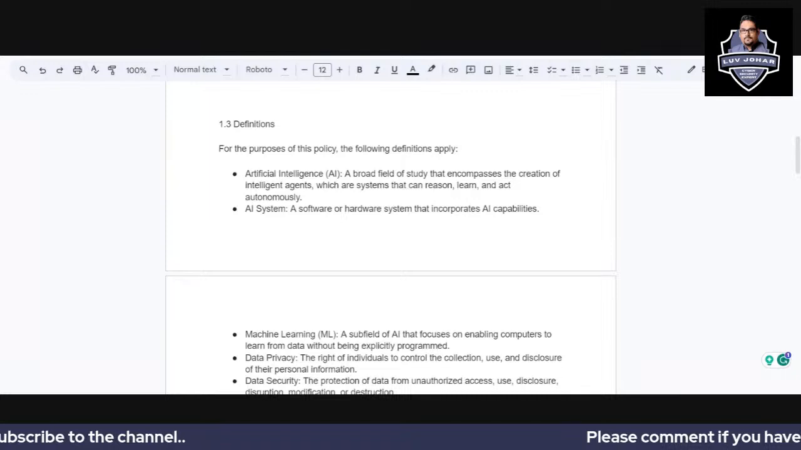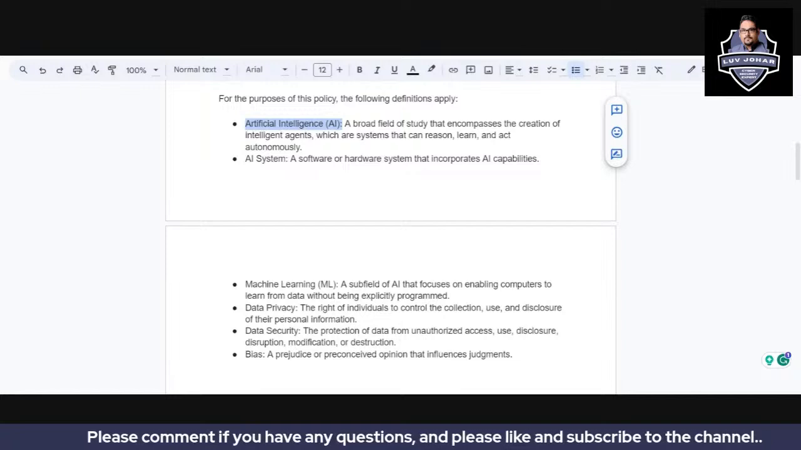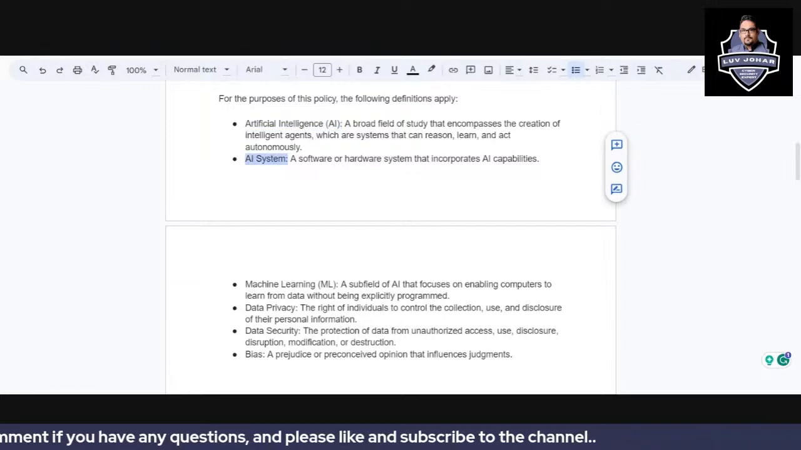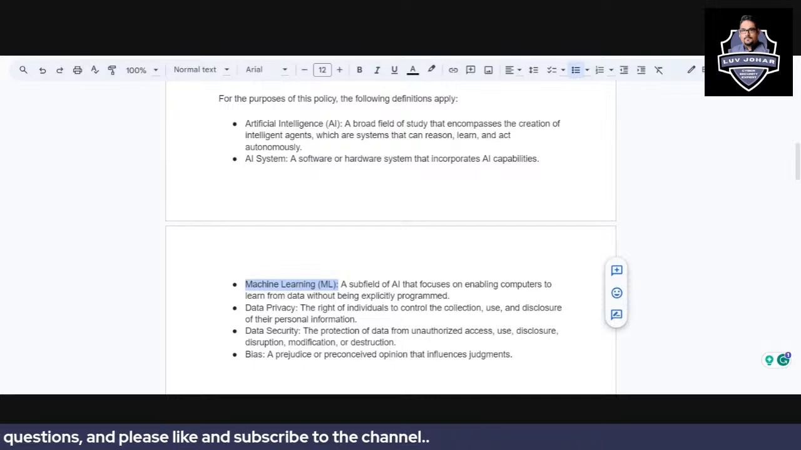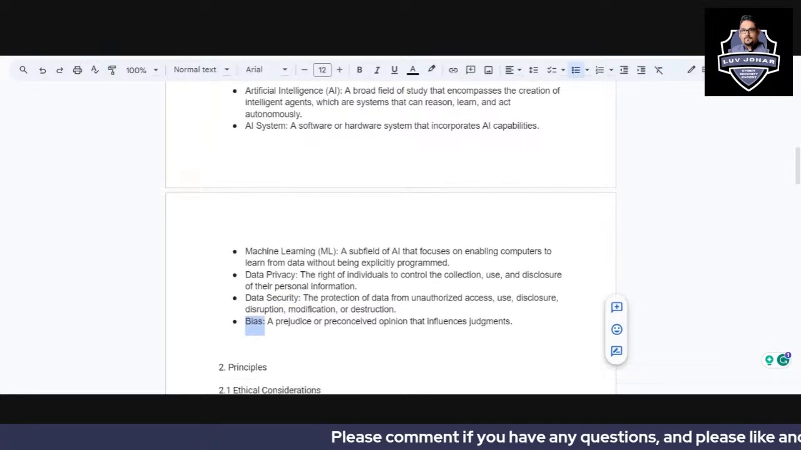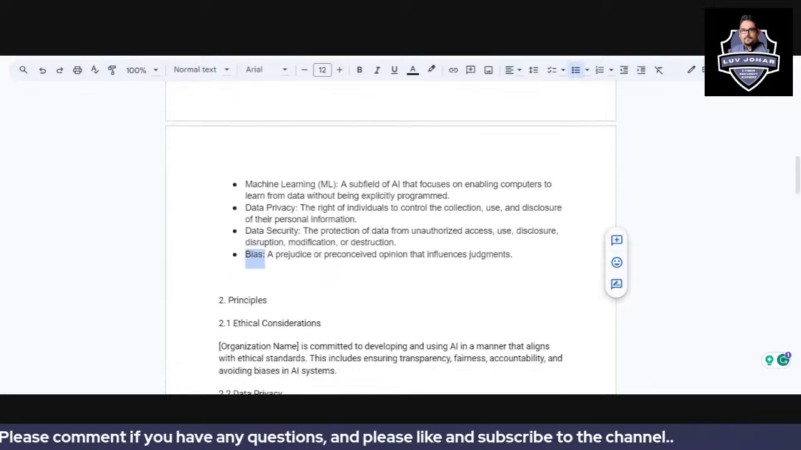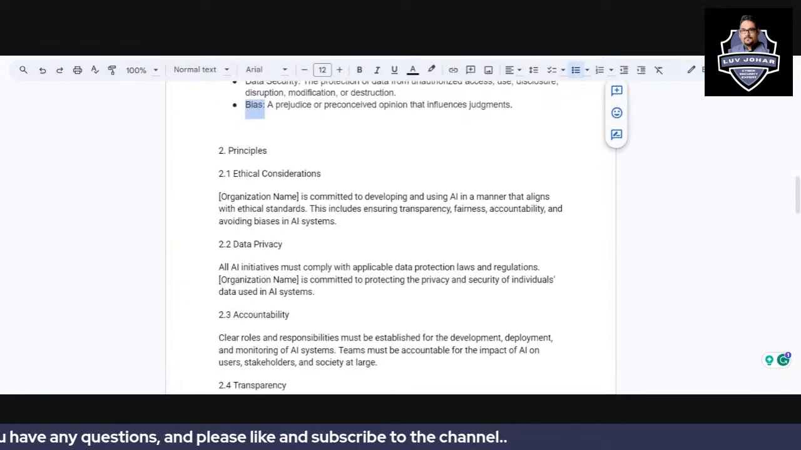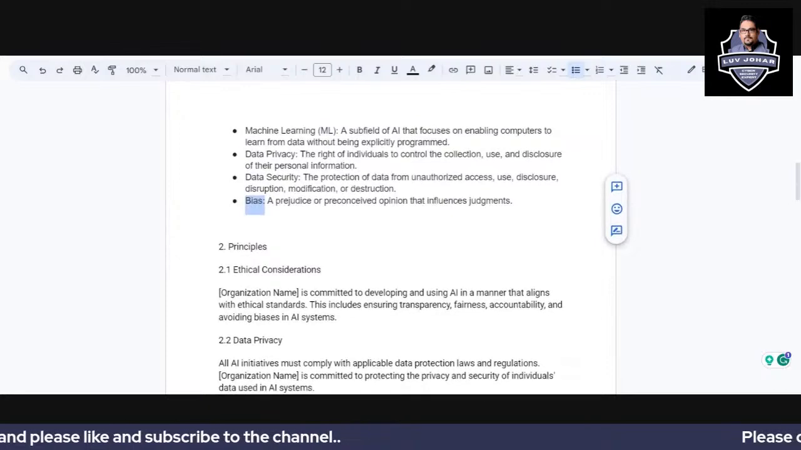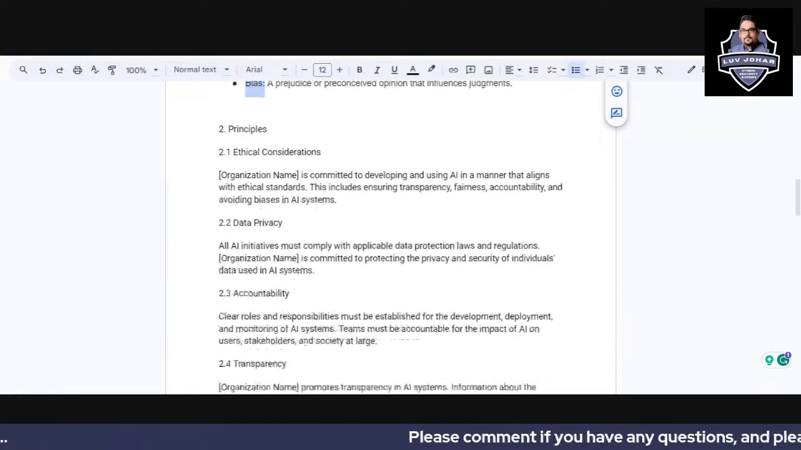Definitions are important in this case because there are some terms that you have to understand. So we'll start with understanding artificial intelligence. What is artificial intelligence, what is an AI system, what is machine learning, so that anybody who is reading this policy can understand these terms. Okay, what is data privacy, what is data security, what is bias is very important. I will discuss more in the upcoming videos on AI and machine learning. So you have to make sure you clearly mention all these terms. In case any of these terms is not clear, please feel free to ask me in the comment section.